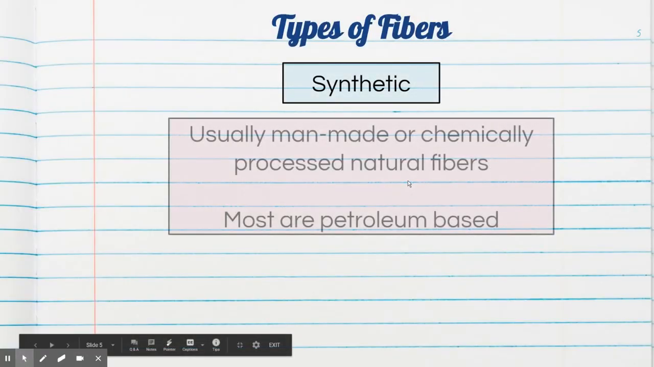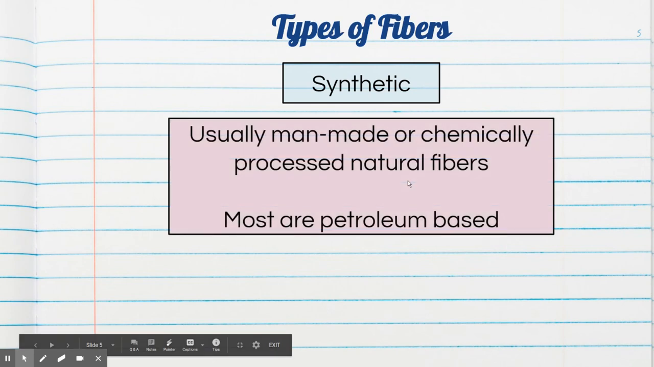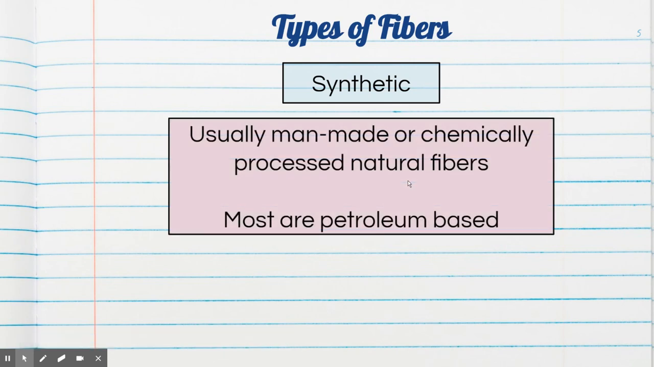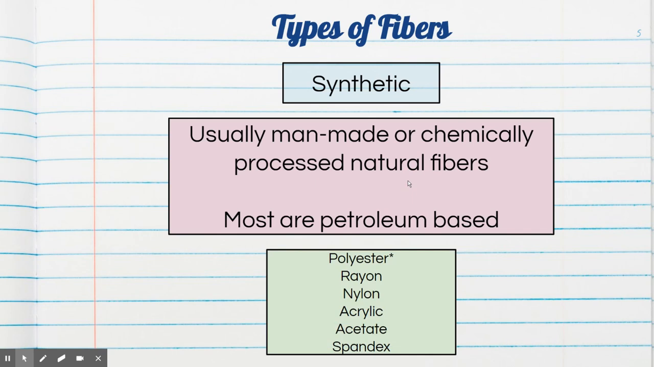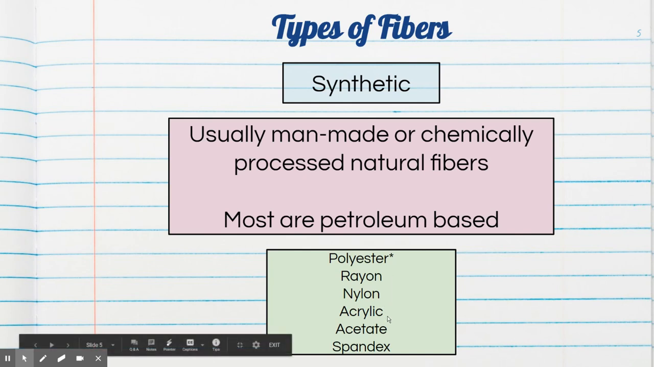Synthetic fibers usually are man made or chemically processed natural fibers. Most of them are petroleum based, so think plastic. These are some of the more common types of synthetic fibers. You have polyester, which is the most common synthetic type of fiber. Rayon is kind of chemically processed and treated cotton, so it goes into that chemically processed natural fiber form of synthetic. Then you have nylon, acrylic, acetate, and spandex.